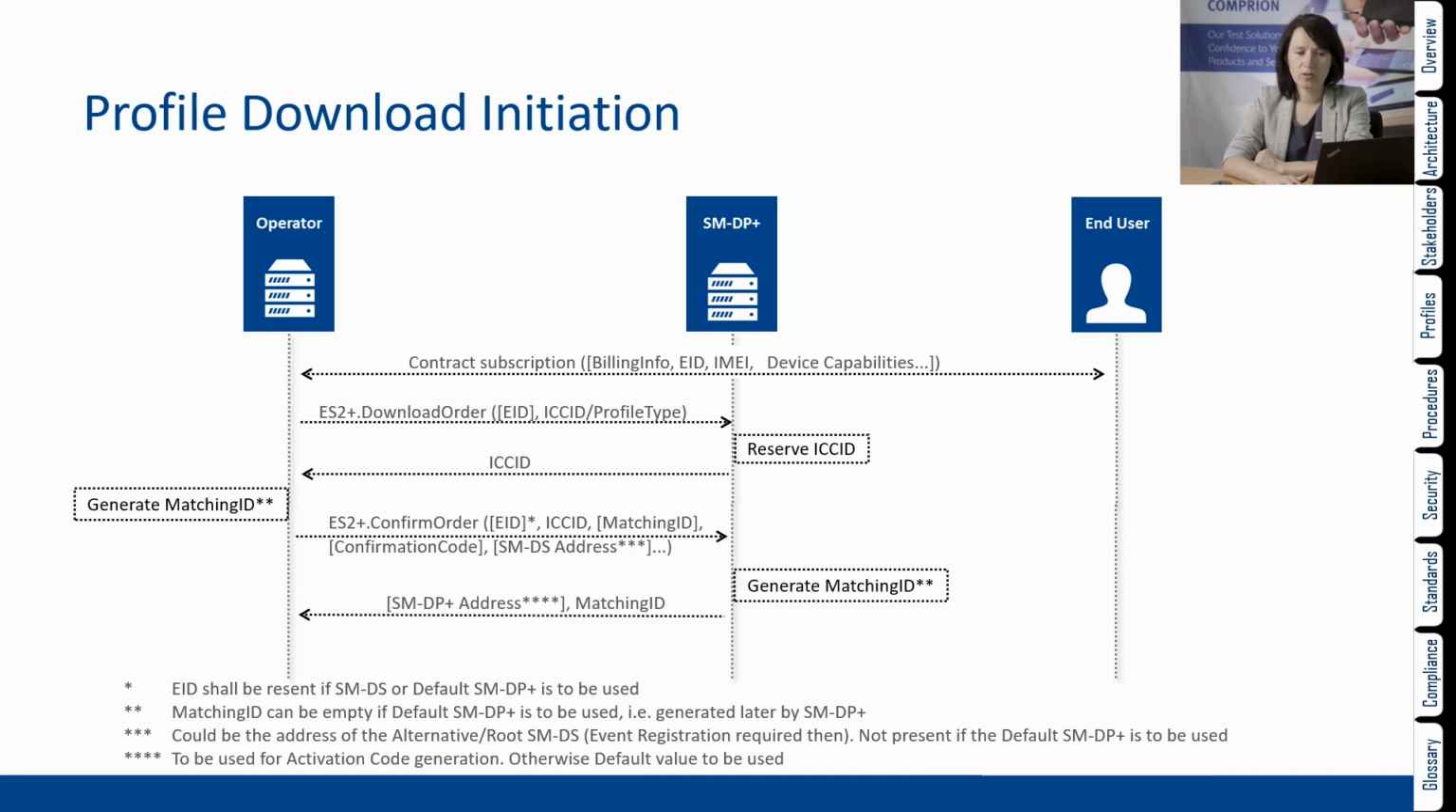And lastly, at this point, the SM-DP+ will generate the matching ID and then send back the SM-DP+ address, which will be used for the activation code generation. And if it's not sent, then the default value will be used. And finally, there is this contract finalization part, with the activation code going to the end user. The end user needs to know where the SM-DP+ is, to use my profile. And this is a part of the activation code.